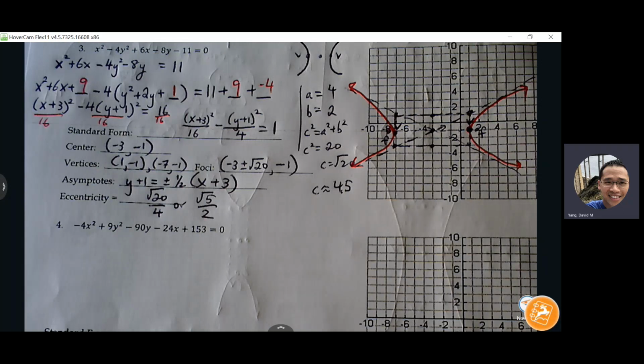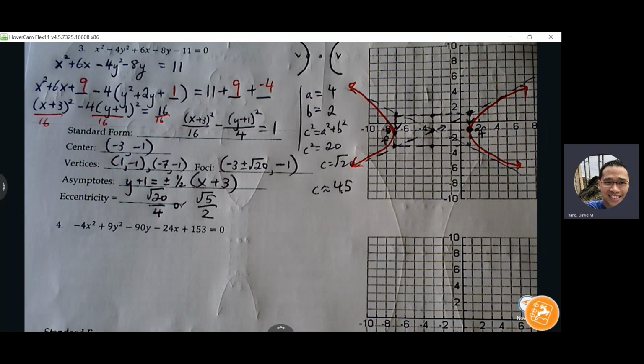Okay, so what's different about 4 compared to 3? The y is the positive. The y is positive, which means that we want to put the y first, then the x, and then the constant on the other side. You can divide the leading coefficient out.